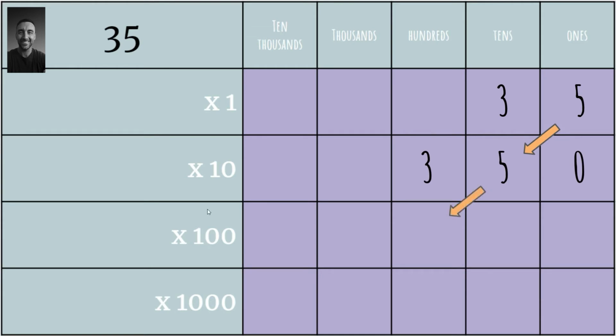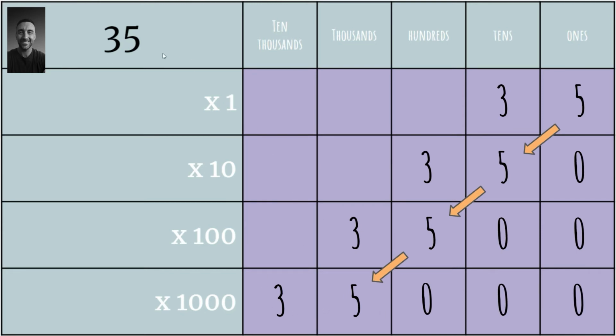Same again for 100, we're just moving it one more across and then 2 zeros to make 3,500. And finally, 35 times 1,000, we move it over one more time, and we've got 10,000s as a column now. We've got 3 10,000s, 5 1,000s, and 3 zeros, indicating that 1,000 times 35 is 35,000.